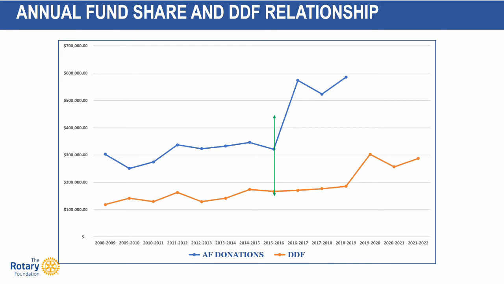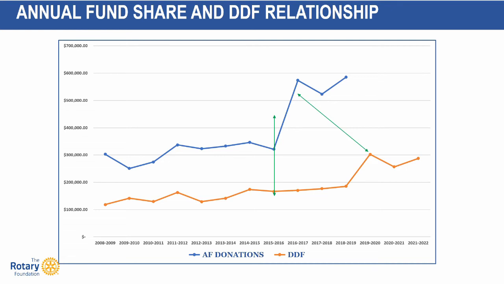In 2016-17, Rotarians donated a total of $574,000 compared to the typical donation of $312,000, a huge increase. The next 2 years saw the donations increase to $523,000 and $585,000. As a result of the increased donations to the annual fund share, our DDF was $302,000. You can see that the relationship between the annual fund is much, much higher than the first years in this chart.